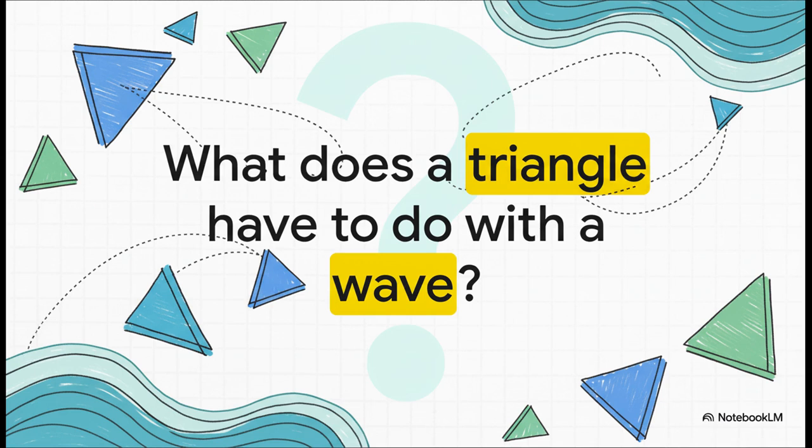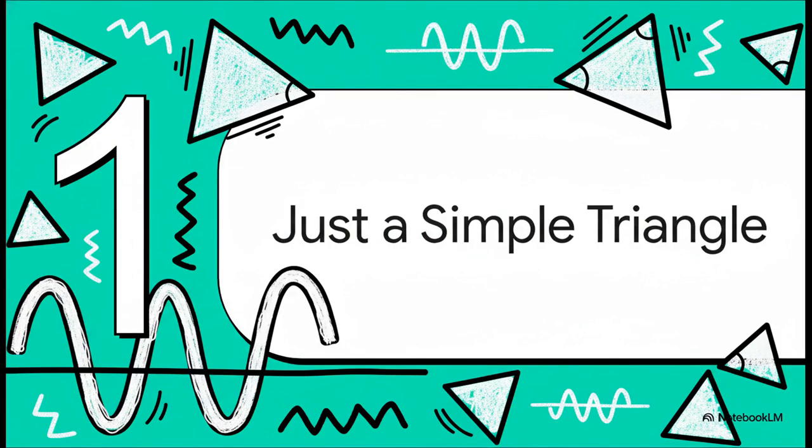And that whole story really kicks off with one simple question. I mean, what does a sharp, pointy triangle have to do with a smooth, rolling wave? They seem like total opposites, don't they? But you're going to want to stick around, because the way they connect is, honestly, pretty magical. All right, first up, just a simple triangle.